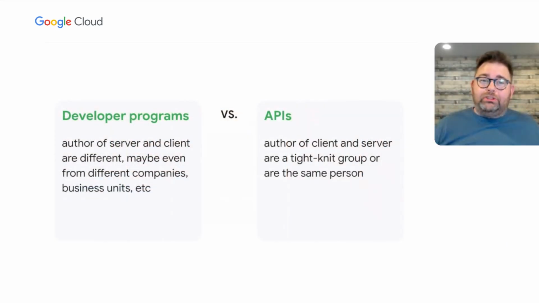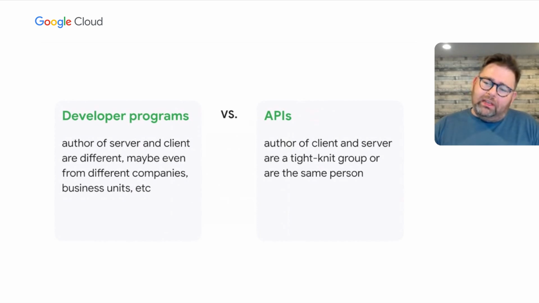So, I think if we take a step back, we'll see that there are really two communities of use for APIs. There are API programs, which are tight knit teams where the client and server are a tight knit group, or sometimes they're the same person that's developing both the server application and the client application. And then there are developer programs, which are really about creating APIs as products and exposing those APIs to different communities so that different developers can build their own front ends or their own application servers that leverage your APIs to create different value propositions.